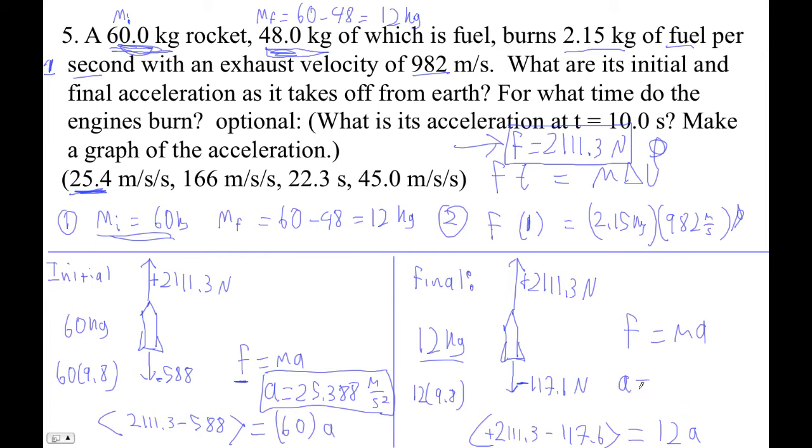166.14, so there we go. Ta-da, which is our final thing there, right? Okay, now the rest of these things here are optional.